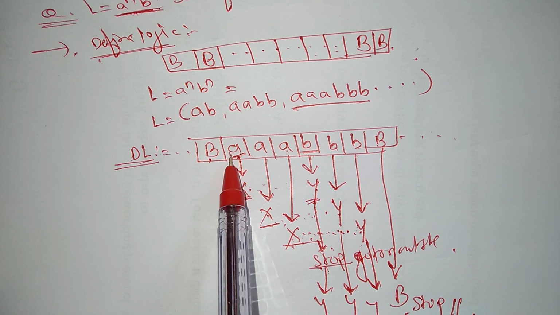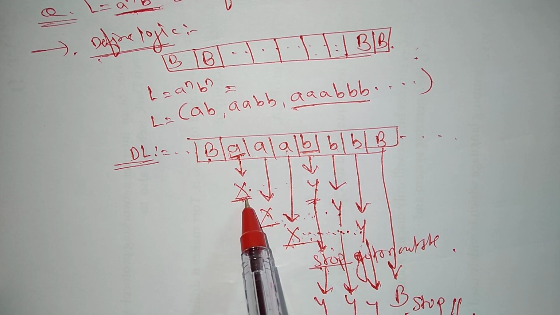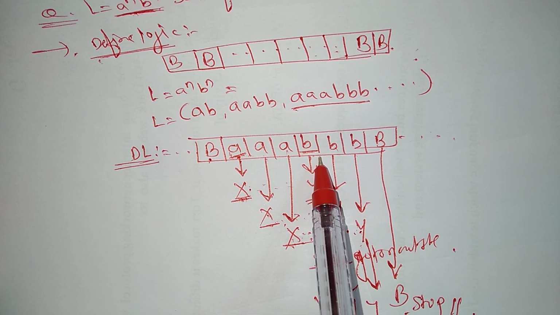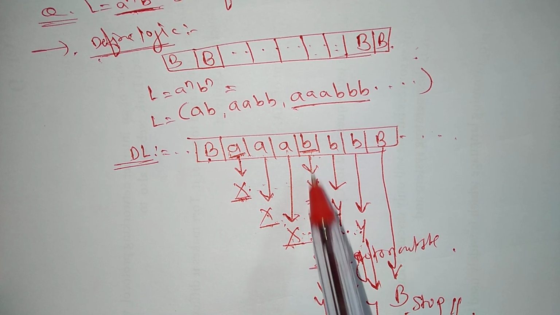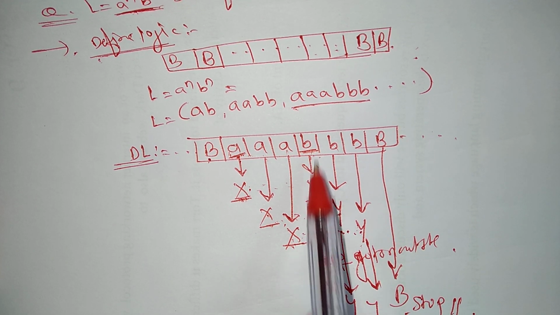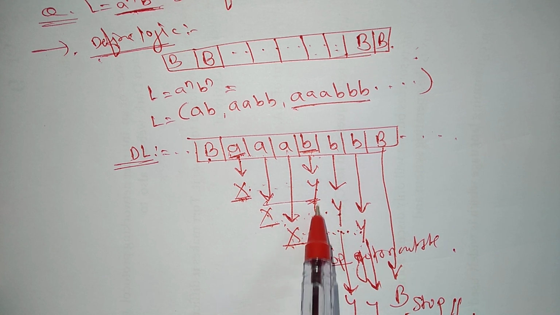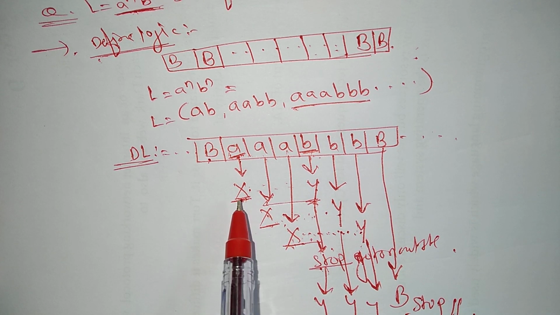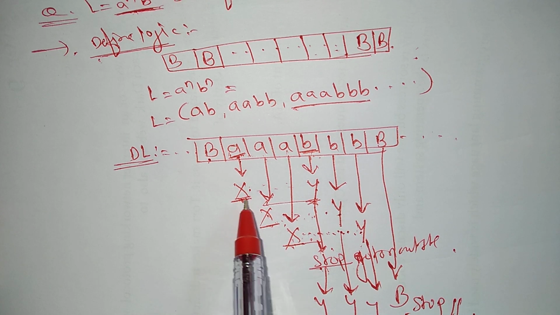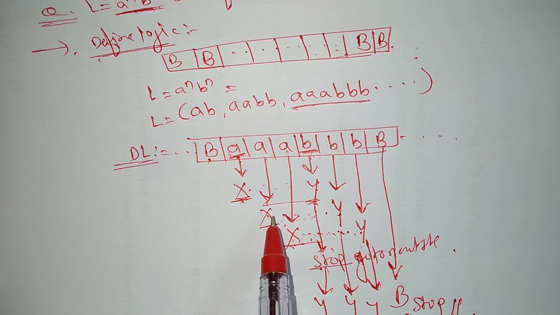That means I will read first a, replace with x, go to right side, read first b, replace with y. Whenever it replaces with y, it will come to left side. When is it going to stop? When it encounters x. Whenever x occurs, it will go to the right side.